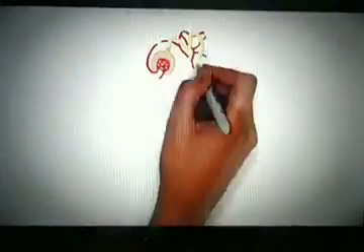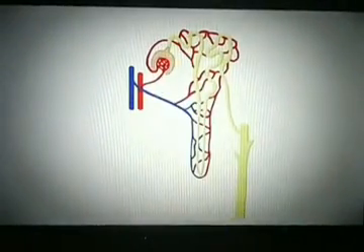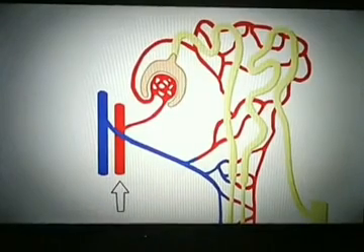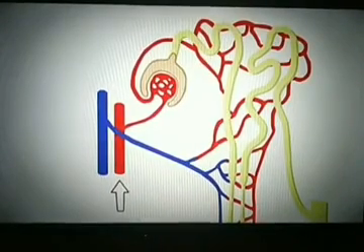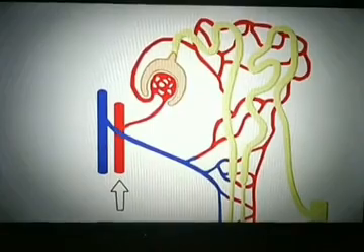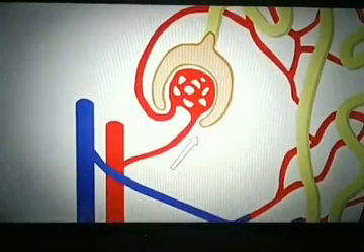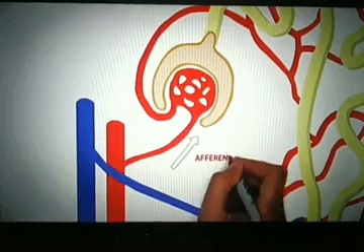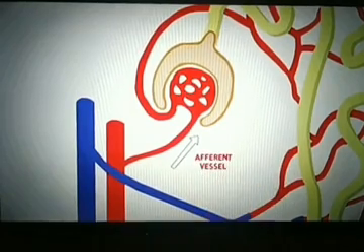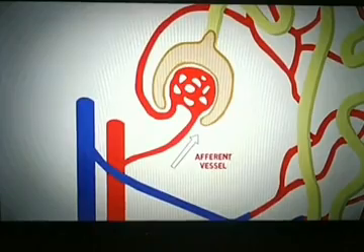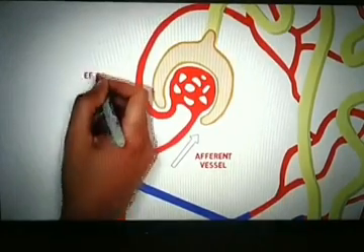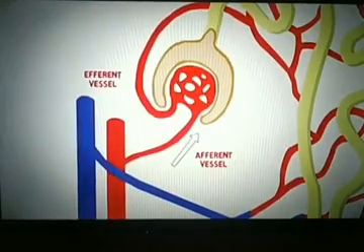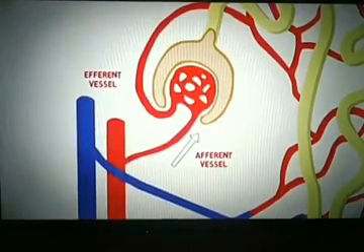So here we can see on the screen the blood enters the kidney via the renal artery. This is a large artery and a branch of the aorta. After entering the kidney, it gets divided into many small divisions until it reaches the smallest one that enters the nephron. This is the afferent vessel that brings the blood into the glomerulus, and this is the blood vessel that takes the blood out of the glomerulus, known as the efferent vessel.